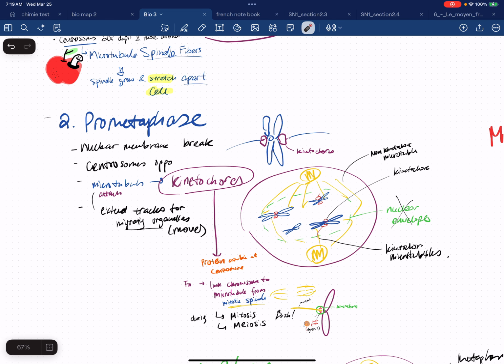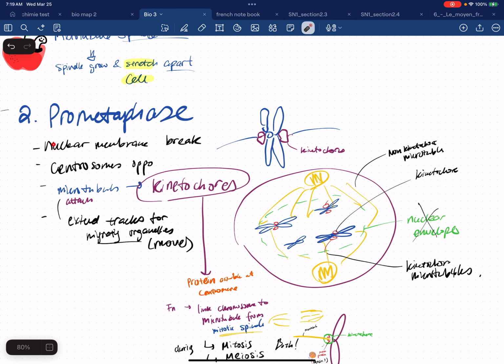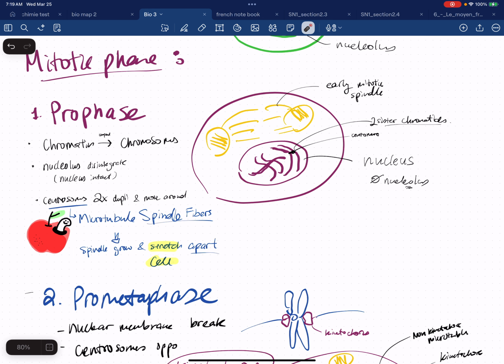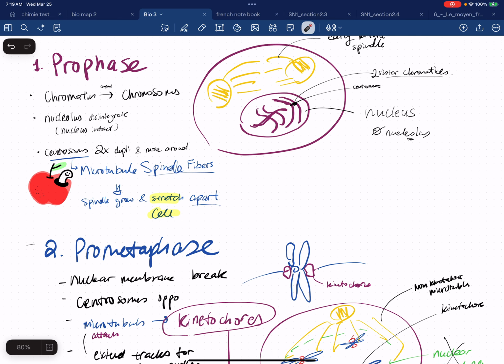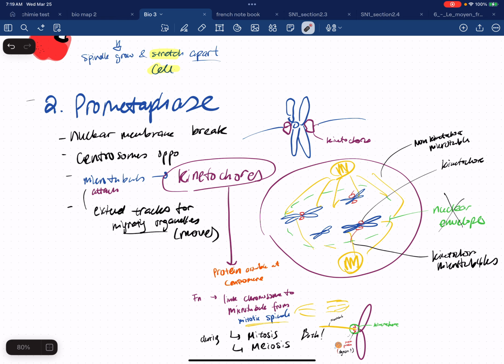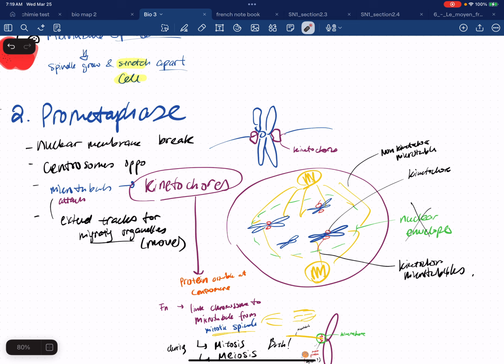And the prometaphase is when the nuclear membrane breaks. So the nuclear membrane, which was not broken in the prophase, will now break. Chromatin turned into chromosomes in prophase, which is important. After the membrane is broken, centrosomes will go to the opposite sides, so they are going to spread completely like this. And the microtubules will attach to the centromeres and form kinetochores.